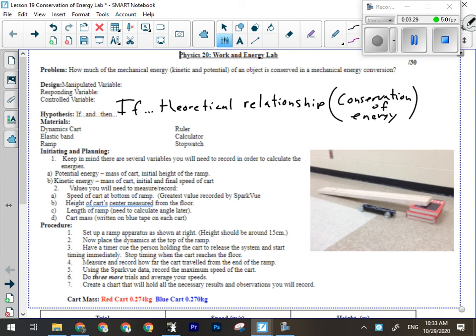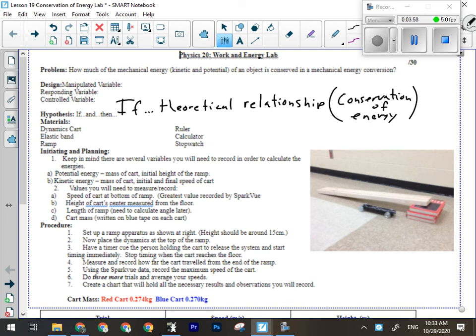The idea of the conservation of energy is that the energy that is given at the top of the ramp is conserved. It should be there at the bottom, not necessarily as mechanical energy, but it could turn into something else. Like as it goes down the ramp, are we going to hear sounds? Energy is supposed to be conserved.